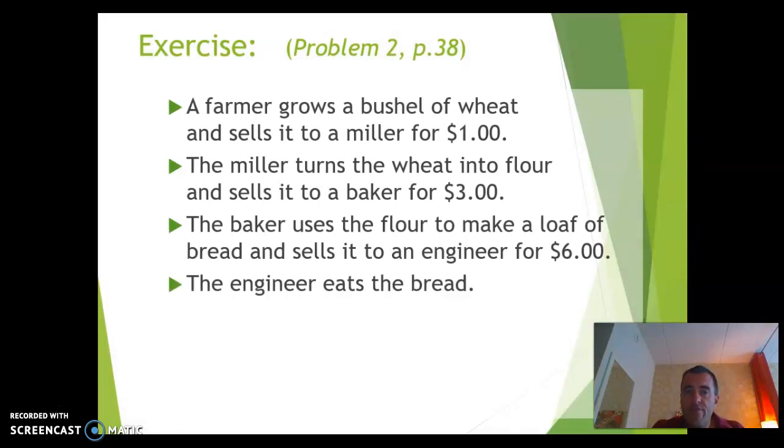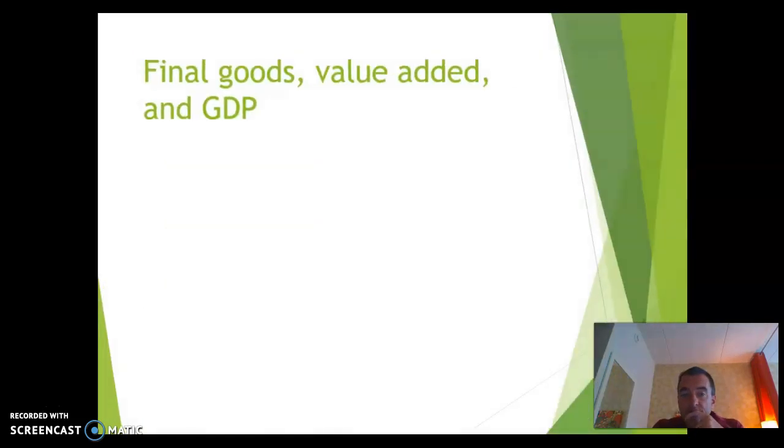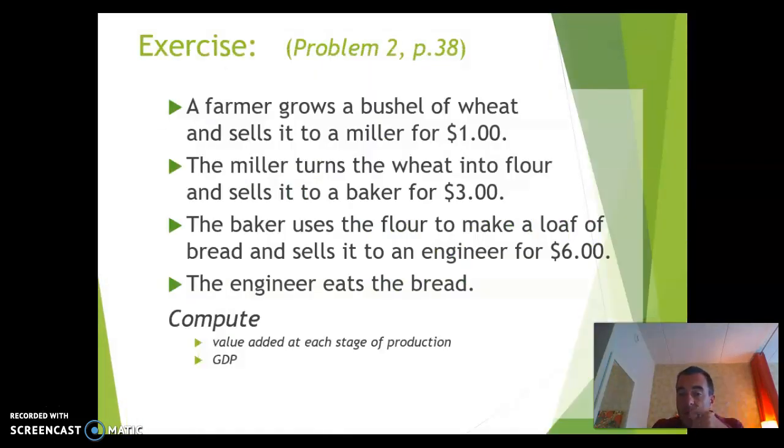A farmer grows a bushel of wheat for $1 and sells it for $1. The miller turns that wheat into flour, sells it to the baker for $3. The baker uses the flour and makes bread and sells it to an engineer for $6. The engineer eats the bread. Now, when we calculate our GDP, we've got to make sure that we're not over-calculating all of these steps. So how do we compute this? The value added at each stage of production will give us the GDP, or how much did we sell the good for? That will be another way to look at this.